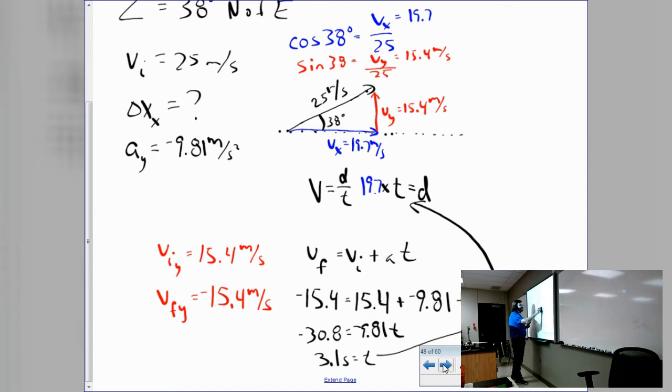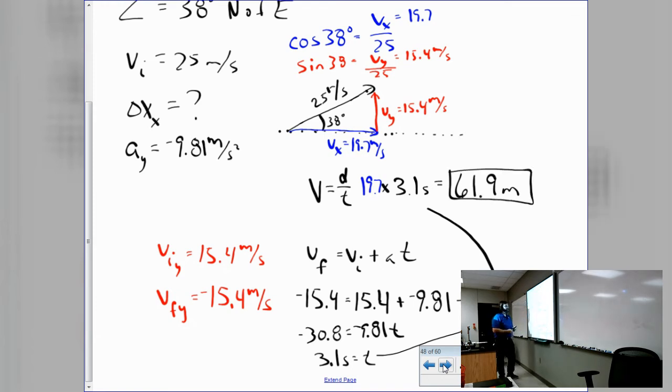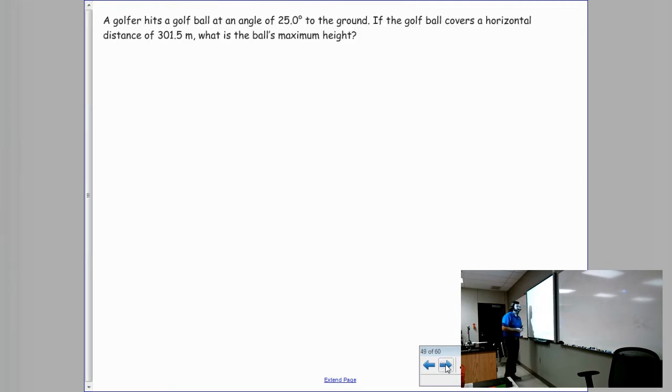So now we have a time, 19.7 times 3.1 seconds is equal to my distance horizontal. And the distance horizontal then comes out to be 61.9 meters. We just solved for the range of the projectile. Okay, the vertical motion determines its time in the air. The horizontal motion determines how far it's going. And again, the combination of both determines how far it's going.